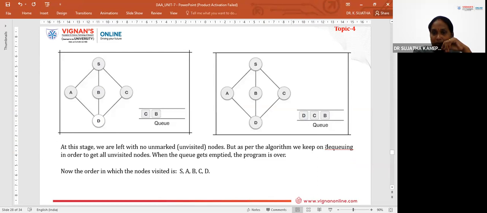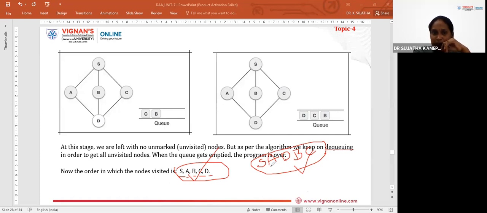Now we need to dequeue the queue. In the same order, when we are dequeuing the queue, we will get the order as S, A, B, C, D. So this is the order of breadth first search. Right. We have already seen the same example for depth first search. So what is the order there? S, A, B, and C. This is the order of visiting of vertices in case of depth first search. But this is the order of visiting the vertices in case of breadth first search.